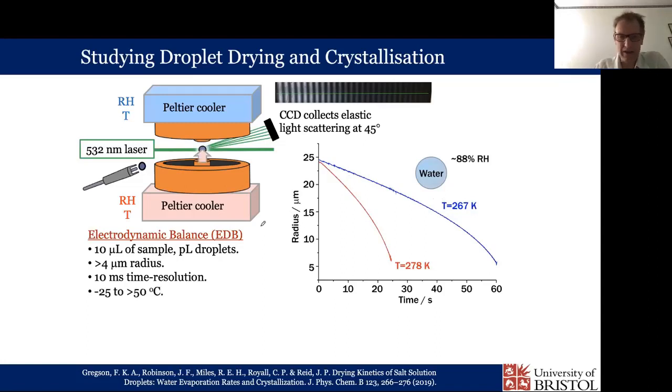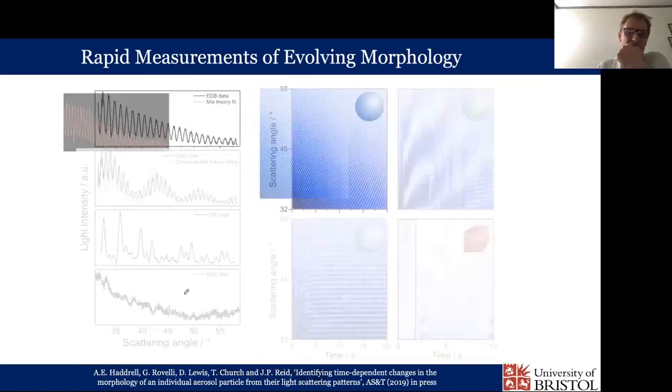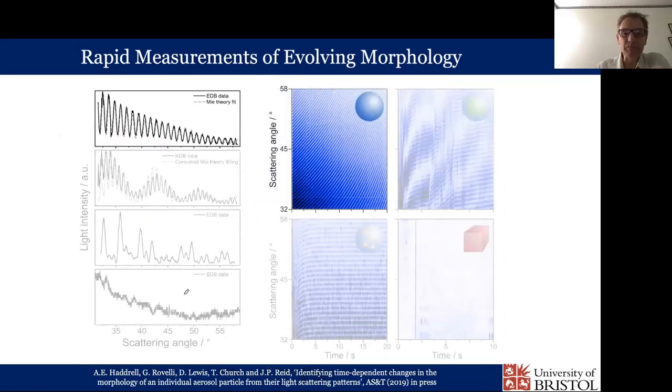In the current setup, we've got this kind of temperature range, and you can clearly change the humidity. So what happens if we put something simple in there like sodium chloride? And first of all, just to say a little bit about the signal you get. So this is the scattering signal you get, and you can model with something called Mie theory to back calculate the droplet size. And that works well if you've got a nice single component droplet.